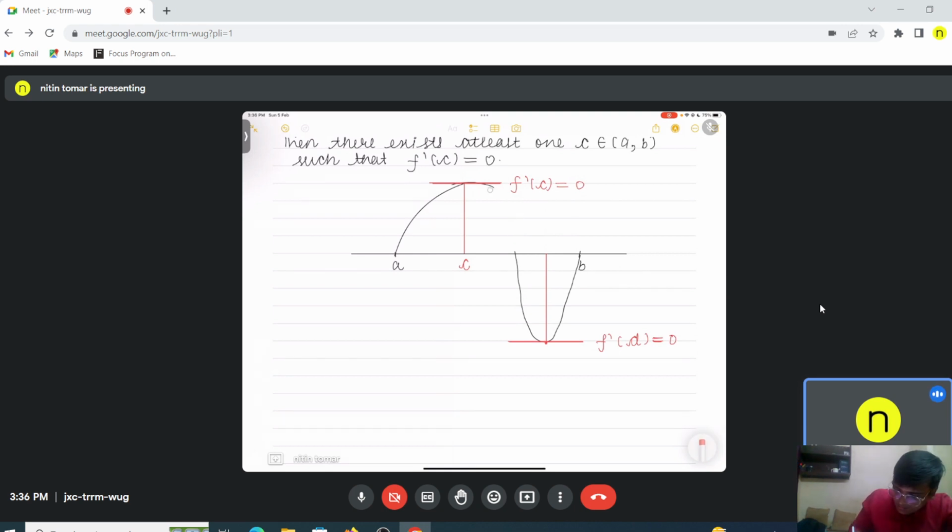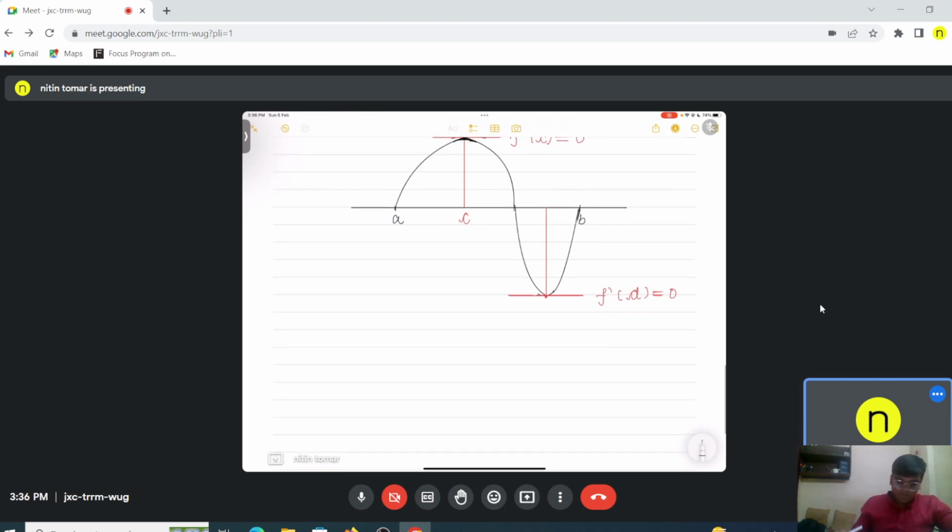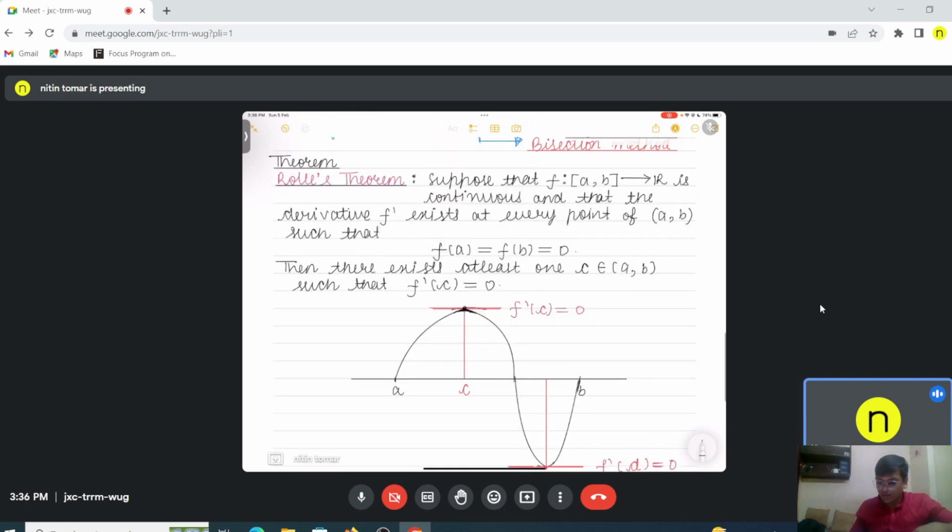So is there any doubt up until now? Please ask. Please ask if you have any doubt. Do you have any doubt? I'll wait for a minute, then we'll continue to the questions. So this is called Rolle's theorem.